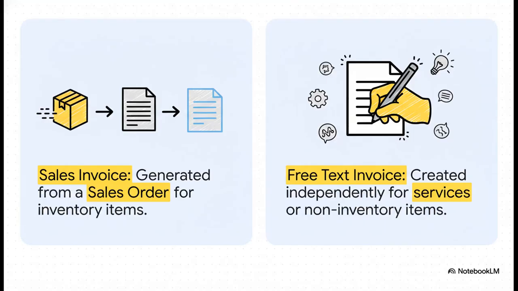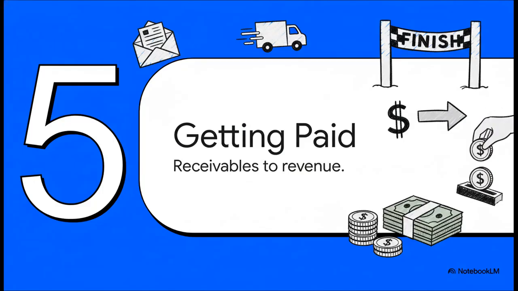But check this out. Not all invoices are created equal. You've got your standard sales invoice, which is generated right from a sales order for stuff you keep in your warehouse. But then you have this other thing, a free text invoice. This is for everything else. Services, weird one-off charges, anything that isn't tied to your physical inventory. And for a business that sells more than just products, this is a total game changer. It gives you the flexibility to bill for literally anything, even if there was no formal sales order to begin with.